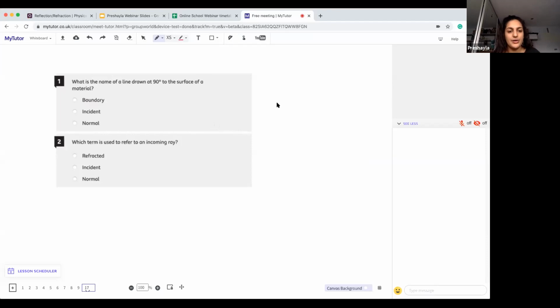Okay, let's go through some of these quickfire questions just to make sure that you've understood. What is the name of a line drawn at 90 degrees to the material? Put your answers in the chat. It's the normal. Good. What term is used to refer to an incoming ray? Incoming ray, the one that hits the surface or the boundary. What do we call that? Incident. Good.